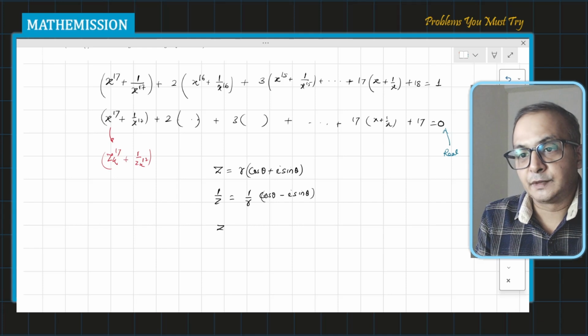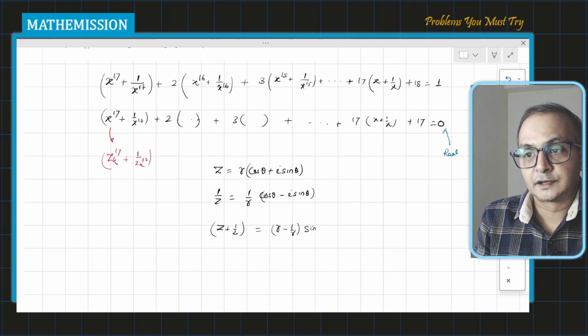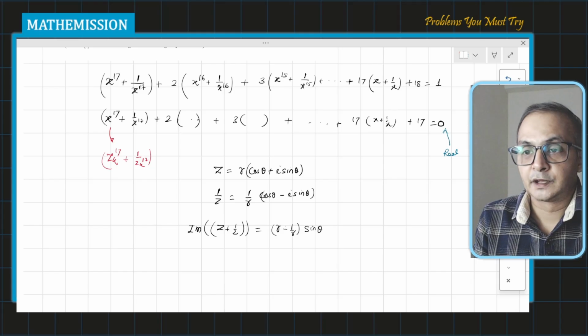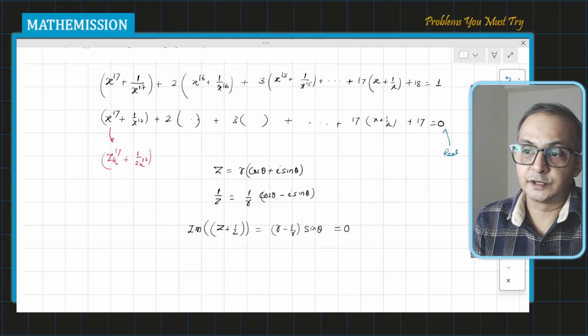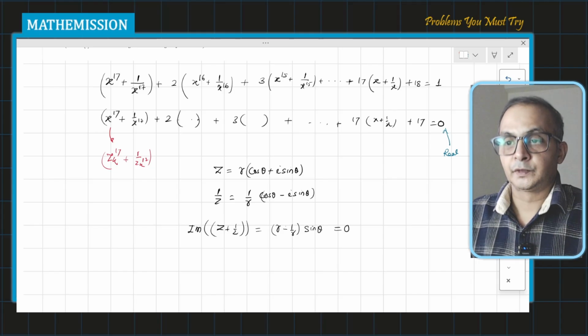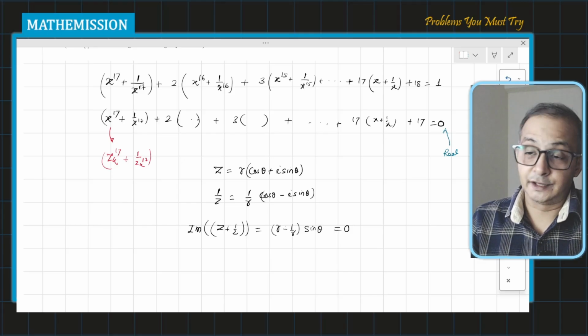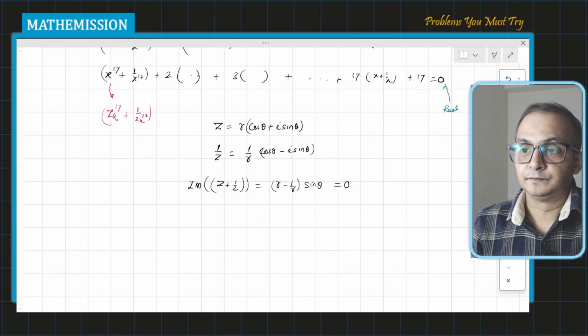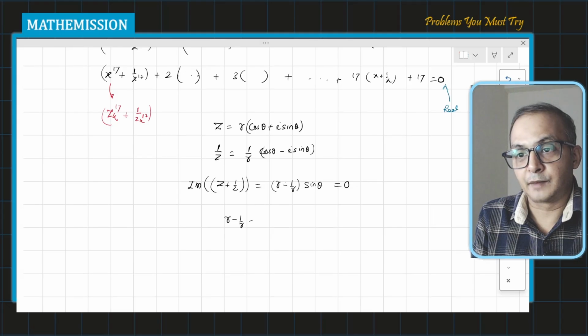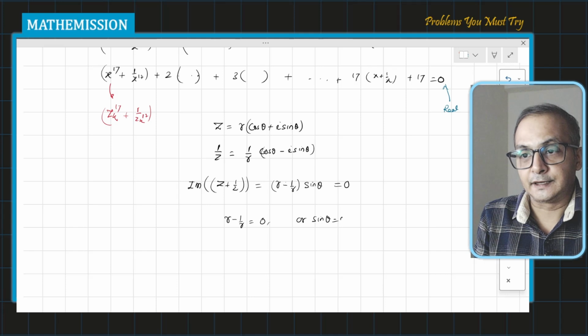So real quantity means z plus 1 by z. It means I will have (r minus 1 by r) sine theta as the imaginary part. So the imaginary part of z plus 1 by z is this one, and that must be 0. Then only we get a real number. Now if this is 0, what does it mean? It means that either r minus 1 by r is 0 or sine theta is 0.